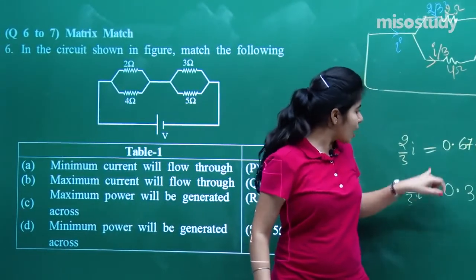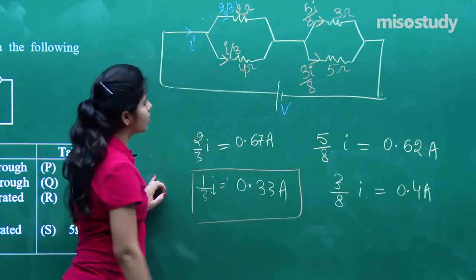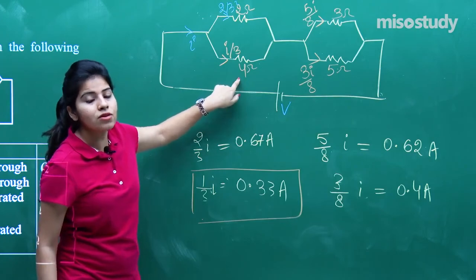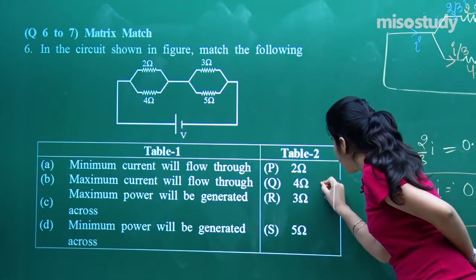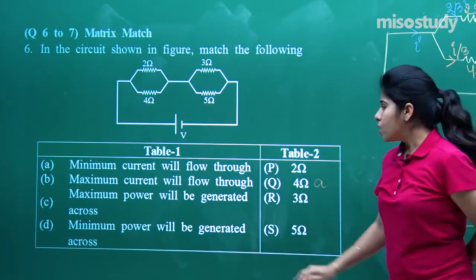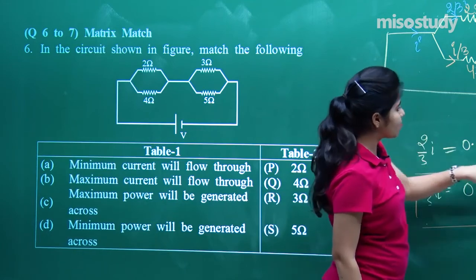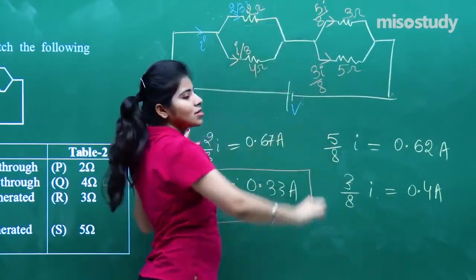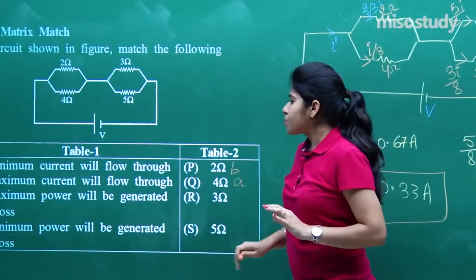So the minimum current, I can see that this is in this arm, 0.3. So that means this is 4 ohm resistance. Minimum current is in 4 ohm resistance. So minimum current, that means this will be A, right? Now the maximum current, you can see the maximum current is 0.67, or you can say this is in 2 ohm resistance. So that means this will be B.